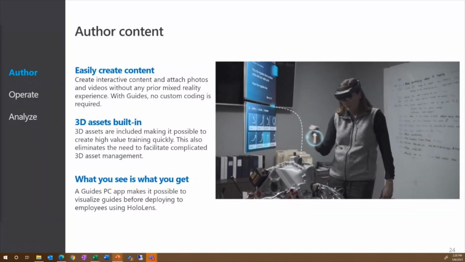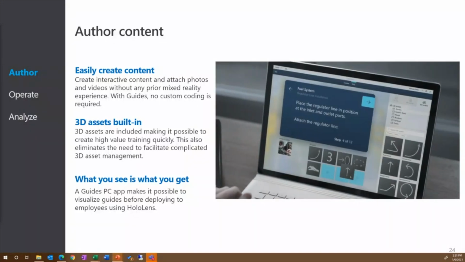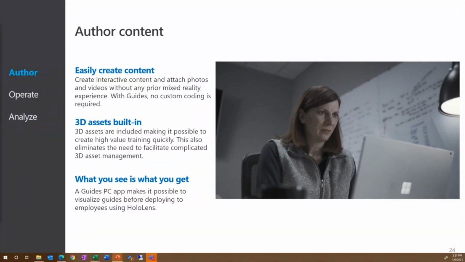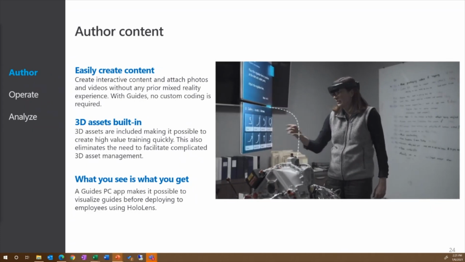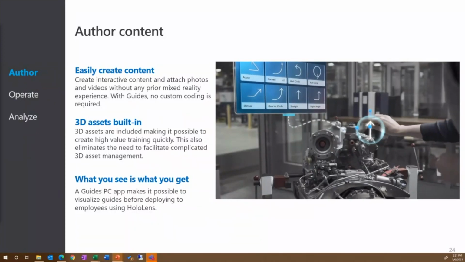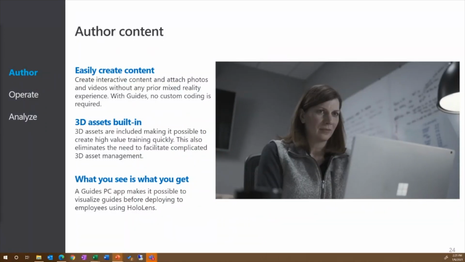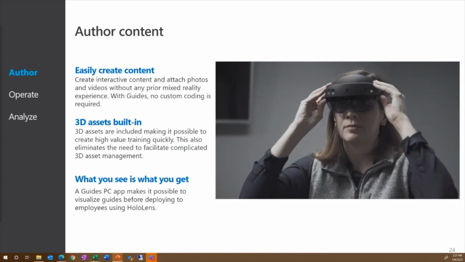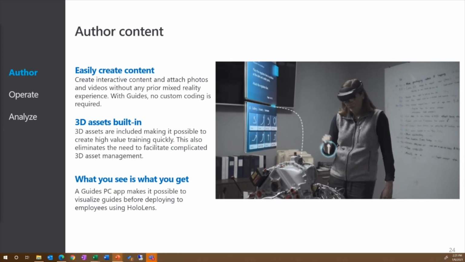Authoring is where Guides really shines. People have made guides within just a few hours of deploying the app. You'll use a PC to create a structure and drag and drop images, videos, and holograms. You can use the HoloLens to place the data in the context of the real world. You can use your own models, but many customers find the default 3D toolkit is enough.